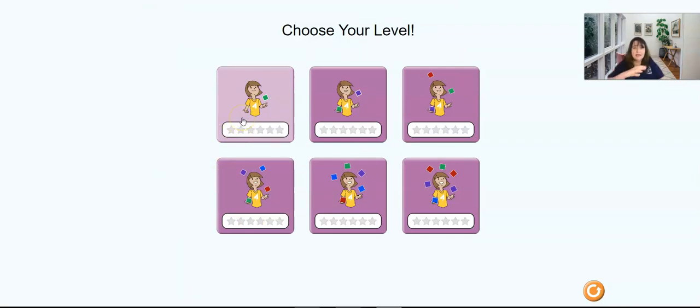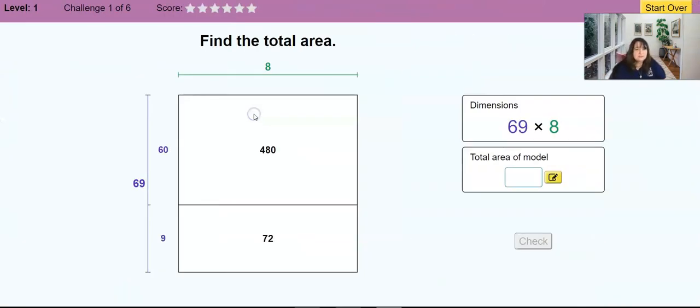You'll notice it has choose your level. Please, please, please, no matter what interactive you use and no matter what level they're on, always start with the first level, just so that way they get some practice. It gives them a little more confidence when they're doing this. So let's start with this.